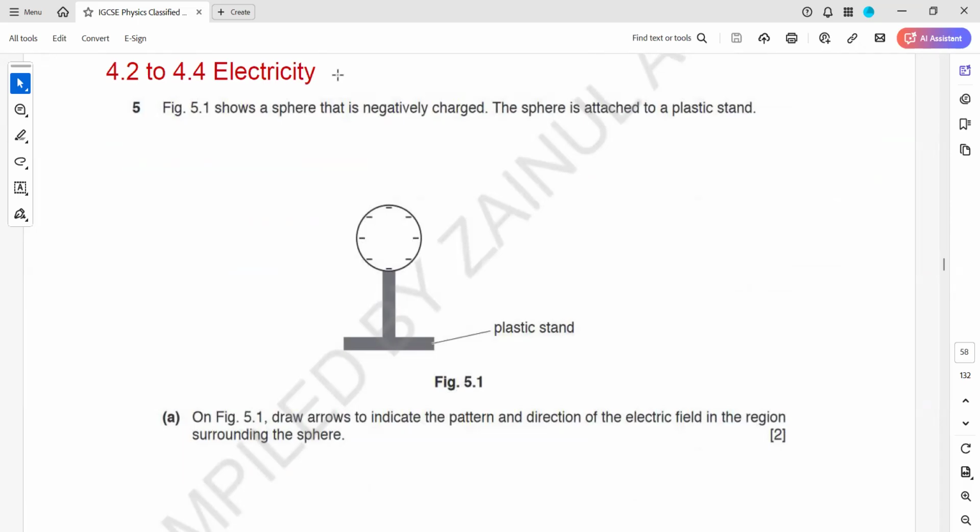Question 4.2 to 4.4, electricity question. Figure 5.1 shows a sphere that is negatively charged. On the figure, draw an arrow to indicate the direction of the electric field. This is a negative charge. So the arrow is inward. If it's negative, the electric field lines will point inward.